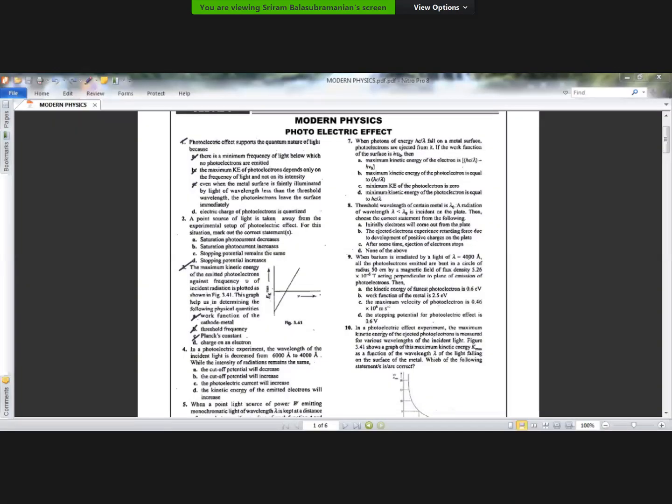Sir, what do you mean by cutoff potential? In modern physics, what do you mean by cutoff potential? In what context? Sir, the question, question number 4. Can you enlarge it a little? One second, sir.